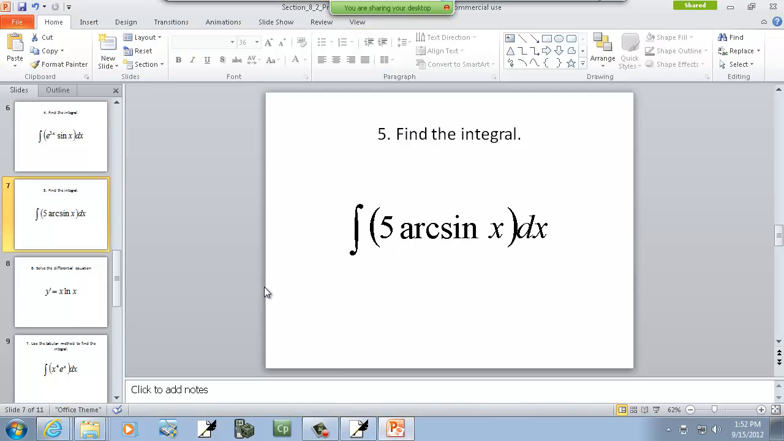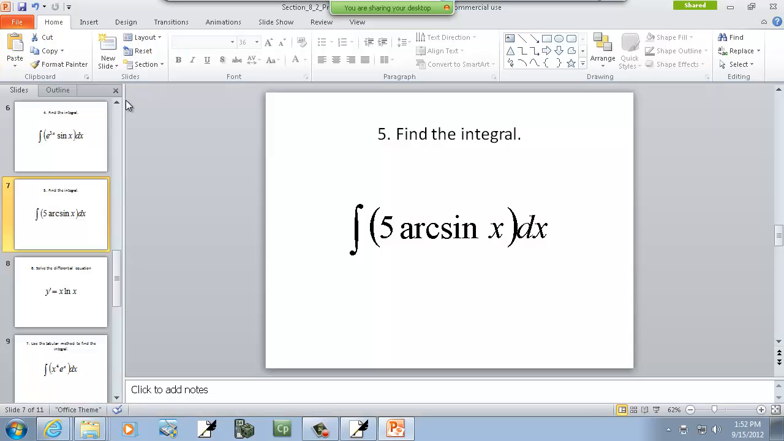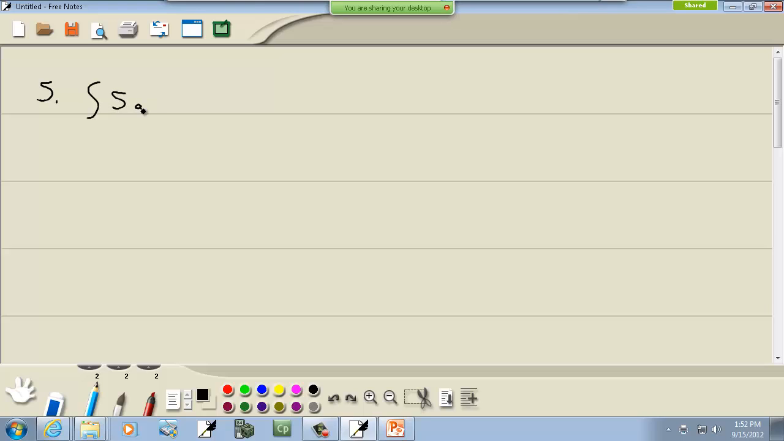Okay, let's look at our next problem. Want to find the integral of 5 arc sine of x dx. Now, if I look at my sheet, I'm looking through my integration, I don't see any integral of arc sine. But if I look up in my derivatives, I see, okay, yeah, I do have a derivative of arc sine.